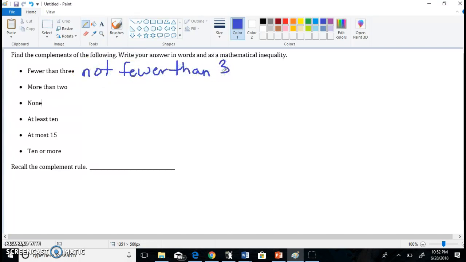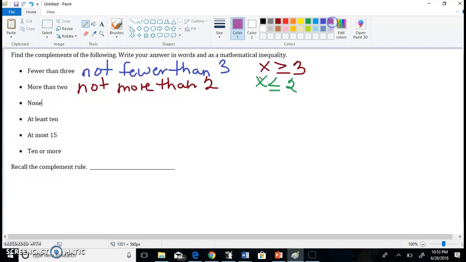So if it's not fewer than 3, what would it be? If it's not fewer, it's more than or equal to 3. If it is not more than 2, then it is less than or equal to 2.